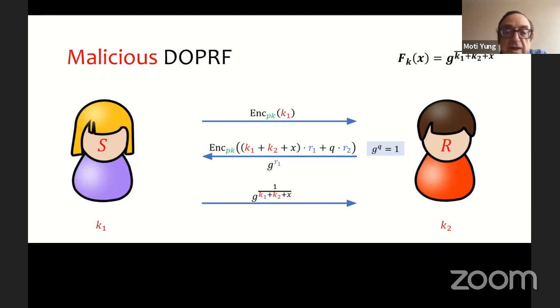So here is the idea how to use this. Moti? Yes. Why do you add Q times R2? Because surely S decrypts and could just take it mod Q anyway, because she knows Q. So surely Q times R2 doesn't give any security for R. It's not true. It helps because these are different groups.